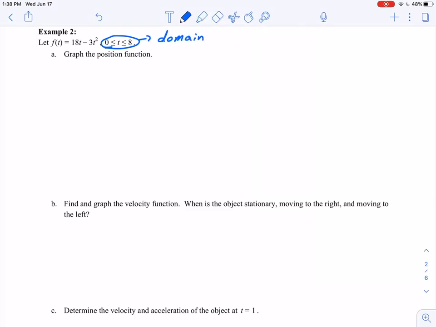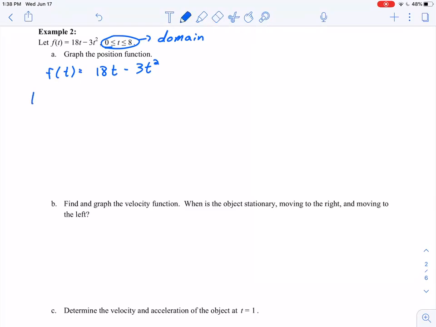So f of t equals 18t minus 3t squared. What do we know about this? Well, it's a quadratic. The leading coefficient is negative. I know the general shape just by looking at it. It's a parabola that opens upside down. So what do we need to do now? We can either find the vertex or we can find the x-intercepts. I think I would find the x-intercepts right here.